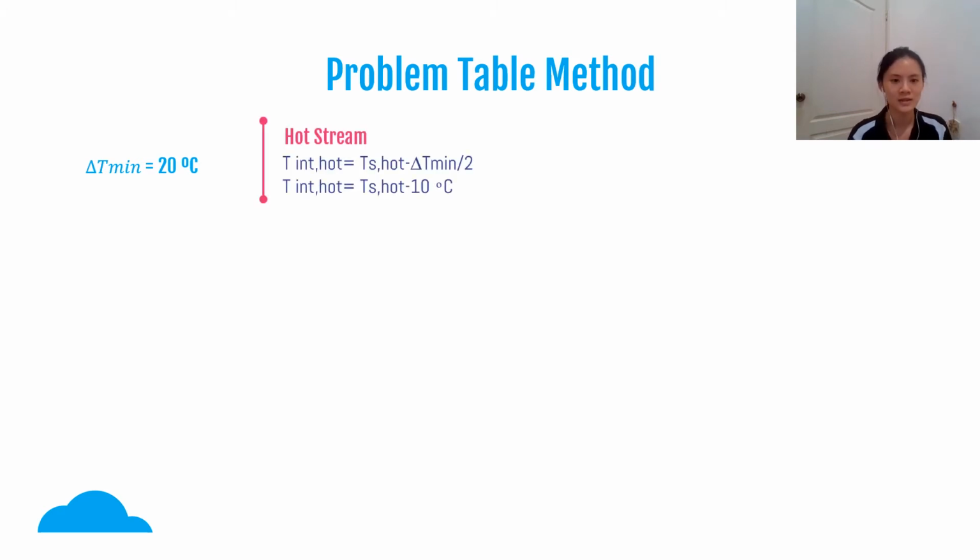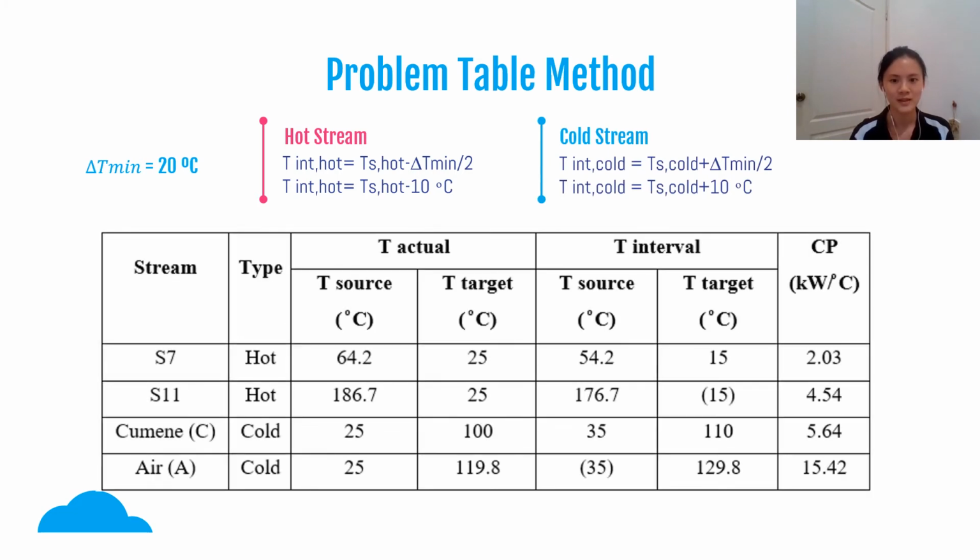Next, to calculate the interval temperature for the hot stream, we must use the source temperature of the hot stream minus 10 degrees Celsius. For the cold stream, it must be added with 10 degrees Celsius. So this is our result.